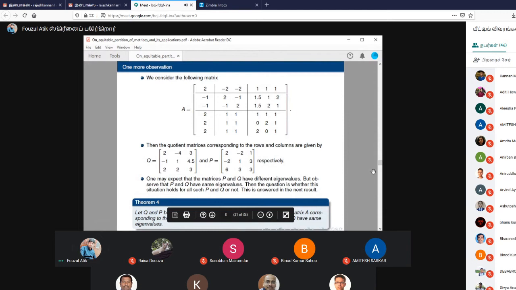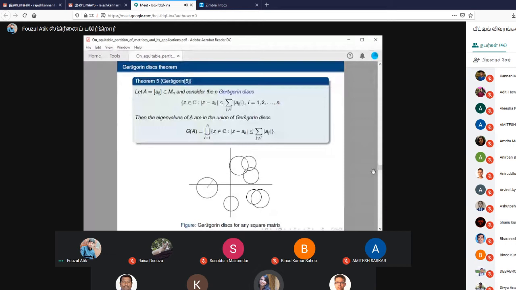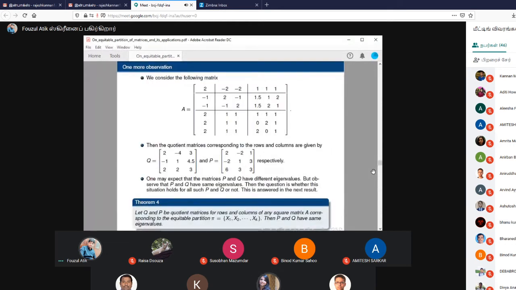Now, here pi is equitable in terms of columns also. Exactly, pi is equitable for the matrix A transpose as well. And for the same pi, if you get two different quotient matrices, one for columns and one for rows, then the eigenvalues for both matrices will be the same. We cannot get new eigenvalues.